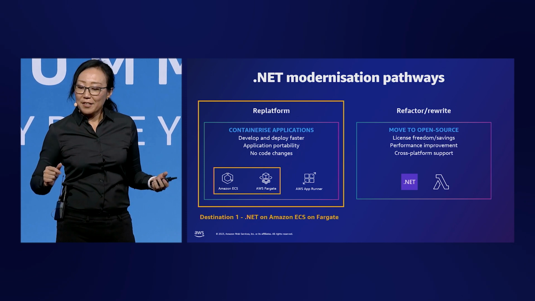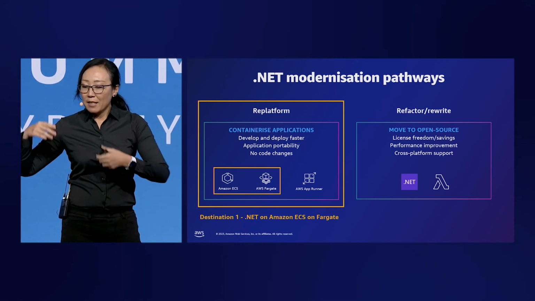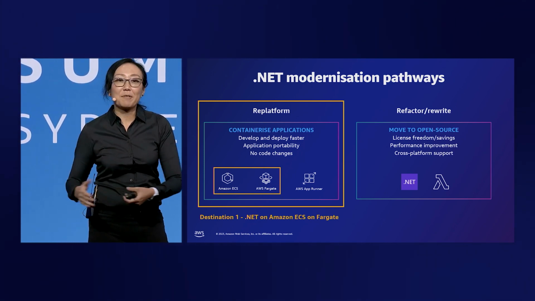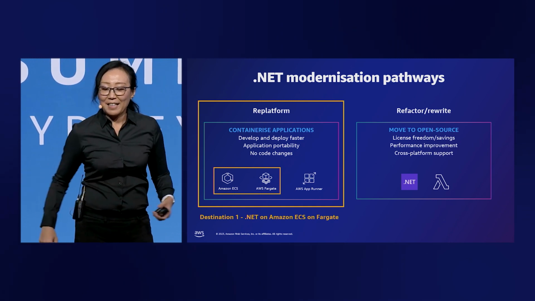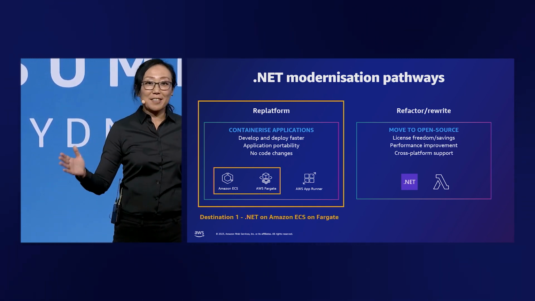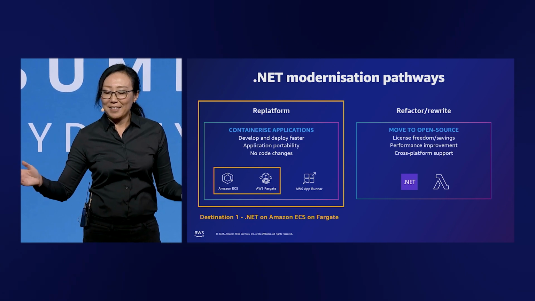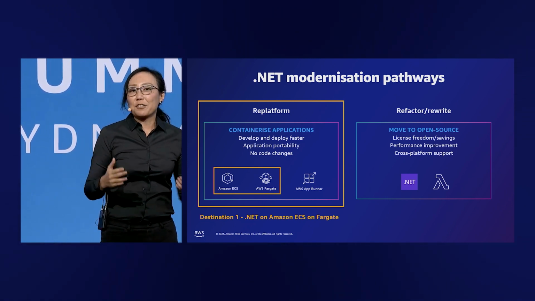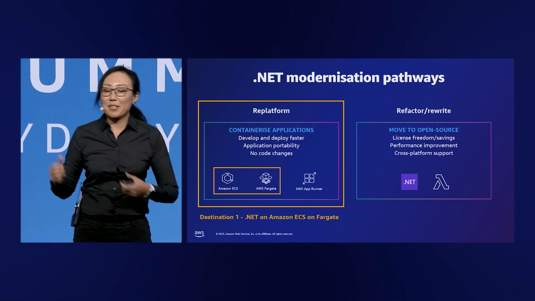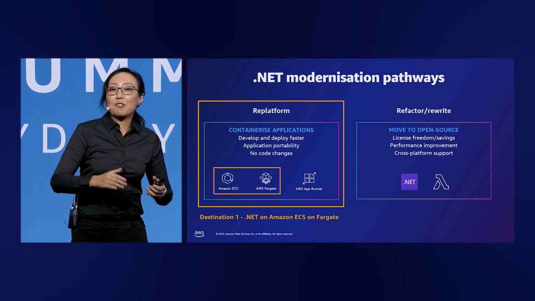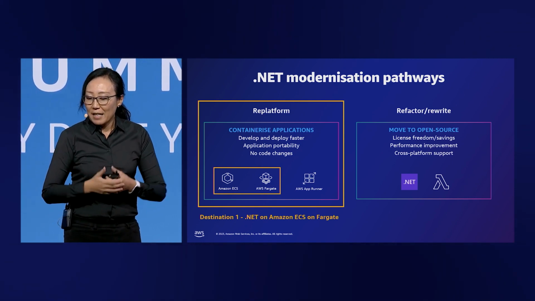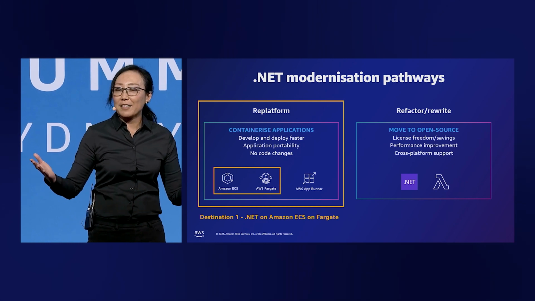So the first destination is to re-platform and containerize applications with serverless containers. Now, I know what you're thinking. Did I just hear the word serverless containers? And I know you're used to being in either team serverless or team containers. Well, what if you can abstract the EC2 instances away with Amazon ECS on Fargate?